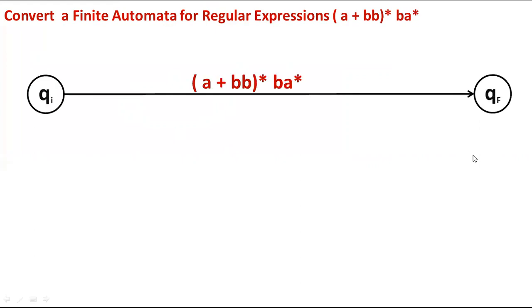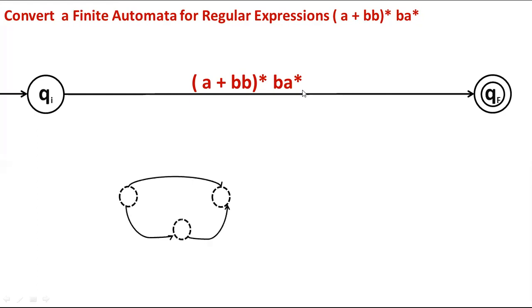So here this is our initial state and this is our final state. Now let us first construct A plus BB, then A plus BB star, then A star, and then we need to concatenate A plus BB star BA star. Okay, so now let us first construct a transition diagram for A plus BB. So this is how we can construct a transition diagram for A plus BB.